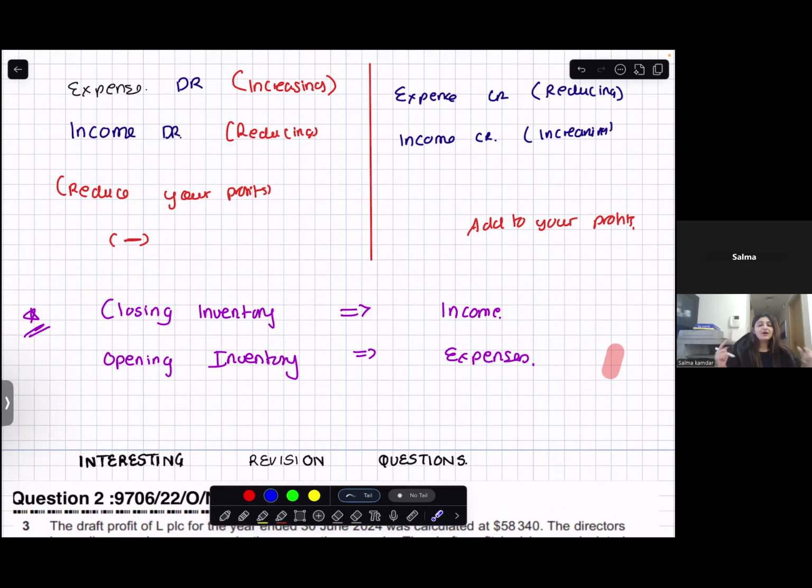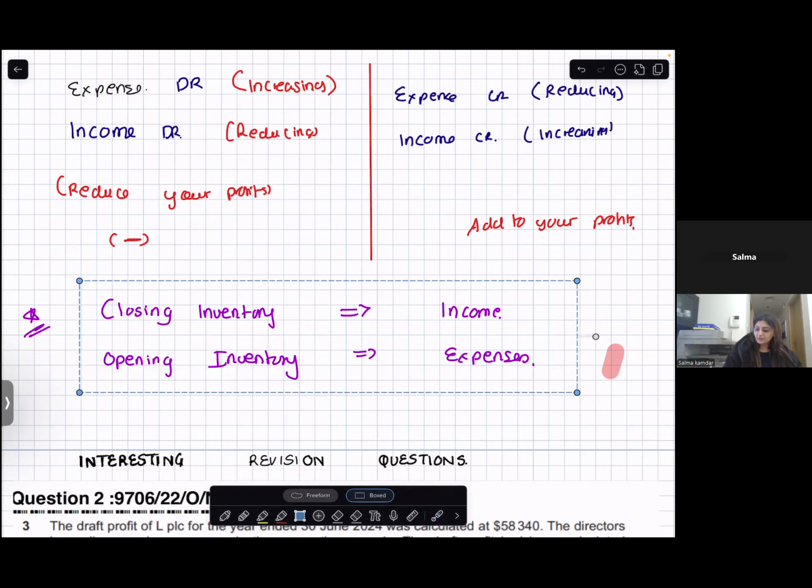Let's take one more example. Opening inventory overstated. Which is correct or wrong? So what will you do? You will reduce it. Yeah, you will reduce your expenses, so you'll add it to the profit. Expense is overstated. This is wrong, so you're going to reduce the expense. Reduce the expense means expense credit, so you're going to add to your profit. You have to think that way.